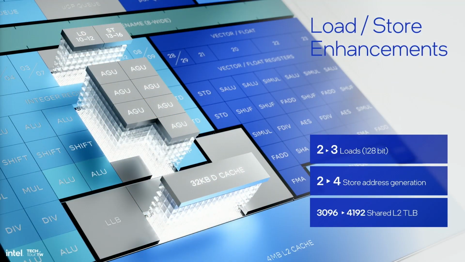So adding the vector hardware is a piece of it, but you have to make sure you balance the rest of the machine. So this is the load store, the L1 data cache. We have gone from 2 loads per cycle to 3 loads per cycle. We continue to have that 128-bit, 16-byte data path. This is the match for vector. So now we're up to 3 loads, which is 50% more L1 load bandwidth.